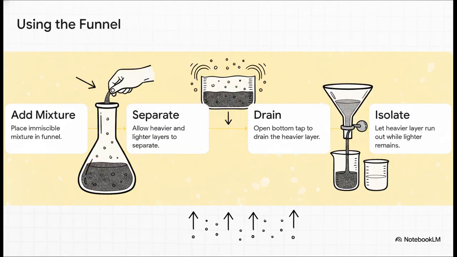And the operation honestly couldn't be simpler. You just place the mixture in the funnel, allow the heavier and lighter liquids to stratify, and then open the bottom tap. You let the heavy layer drain out and use the valve to perfectly cut off the flow the exact moment the lighter liquid drops. Gravity basically does all the hard sorting work for you. The heavy liquid is separated, and the lighter liquid remains safely trapped inside the funnel.